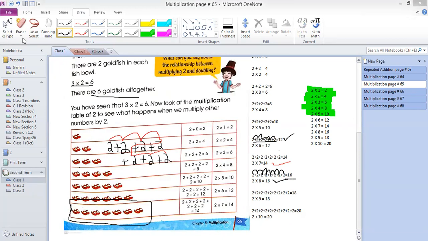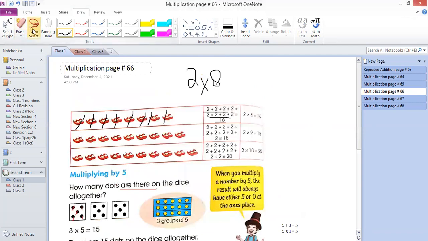Now again come to page number 66 and check how many groups there are. Guys, count the number of groups and tell me how many groups there are. 9. Very good. There are 9 groups.